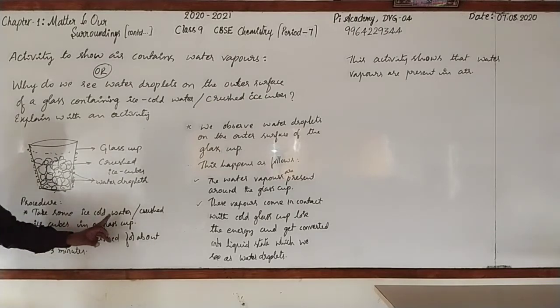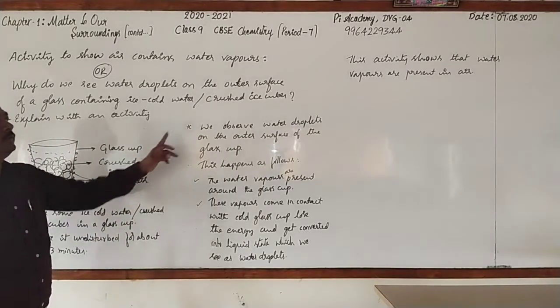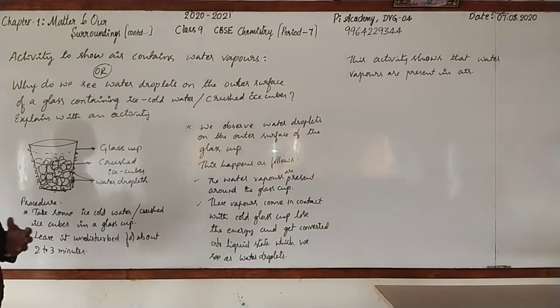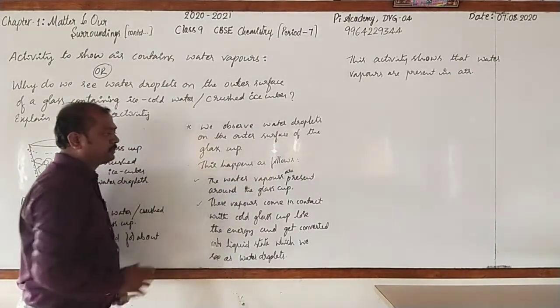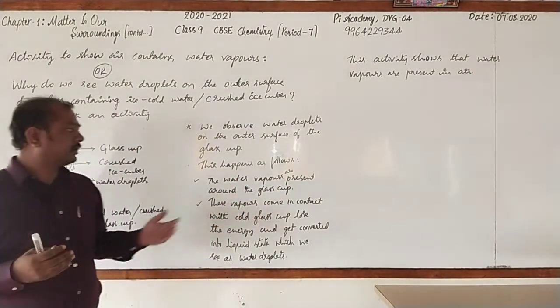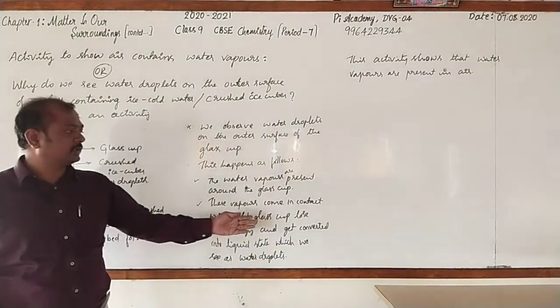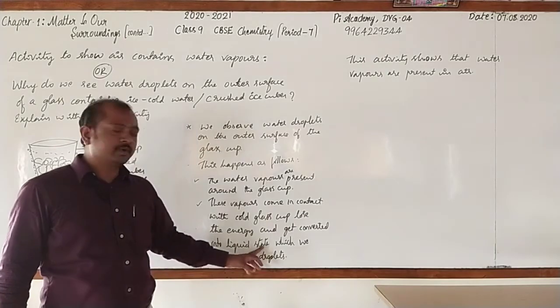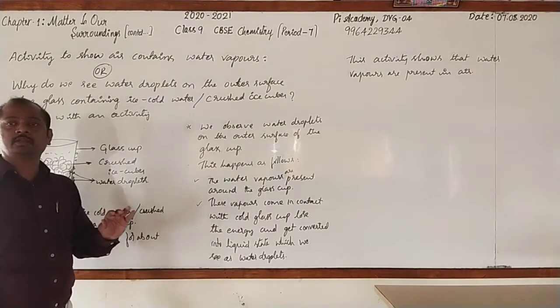First point, take some ice cold water or crushed ice cubes in a glass cup and leave it undisturbed for about 2 to 3 minutes. Then we observe water droplets on the outer surface of the glass cup. How are they formed? That explanation is here. This happens as follows. First point, the water vapors are present around the glass cup. Then these vapors come in contact with the cold glass cup and lose energy and are converted into liquid state. Nothing but they condense into liquid, which we see as water droplets.